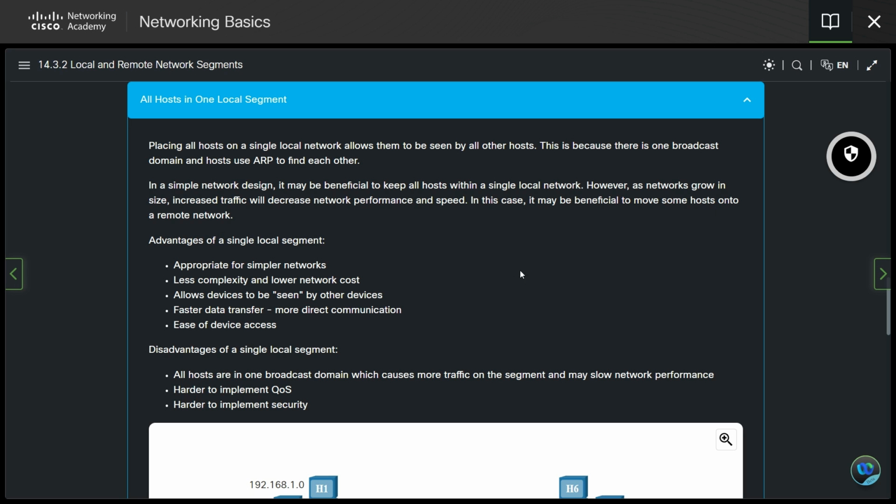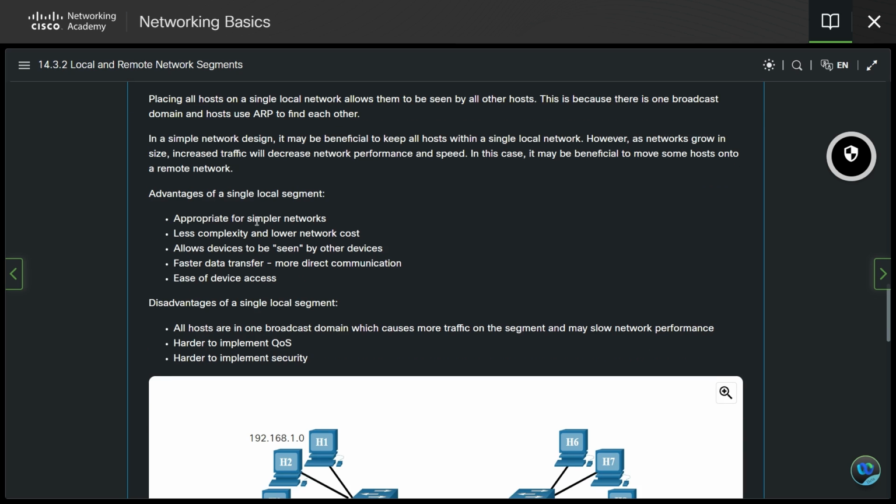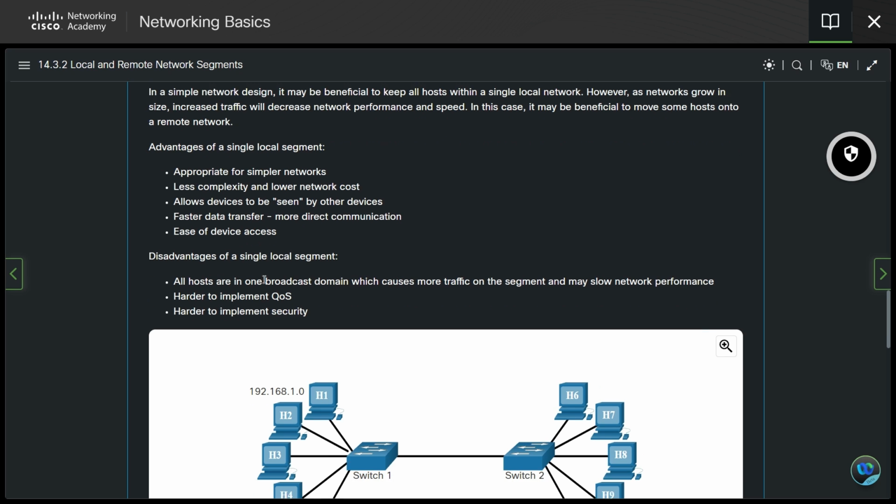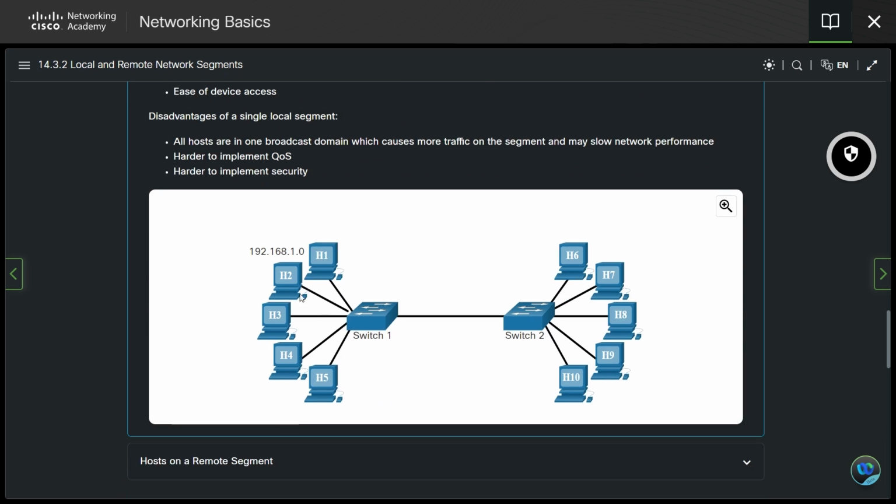Advantages of a single local segment: appropriate for a simple network, least complexity and lower network cost. Allows devices to be seen by other devices, faster data transfer, more direct communication, easier device access. Disadvantages of a single local segment: all hosts are in one broadcast domain, which causes more traffic on a segment and may slow network performance. Harder to implement security.